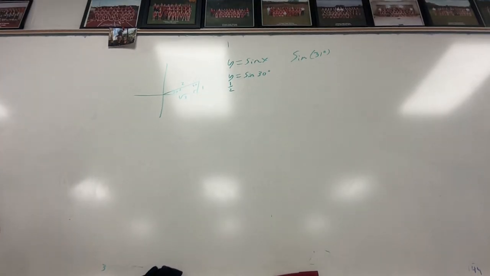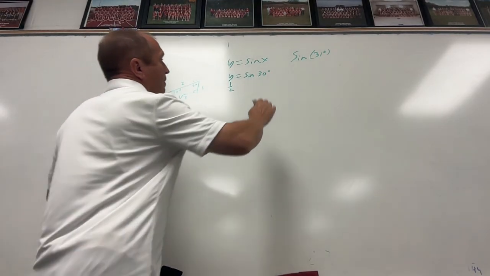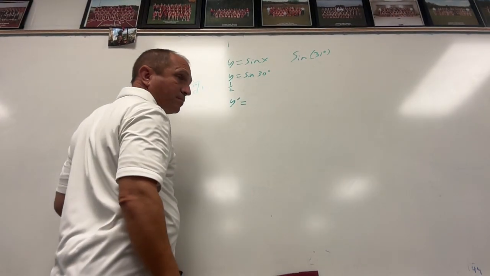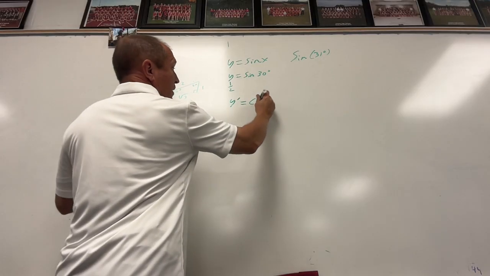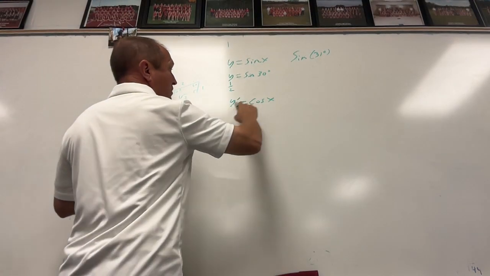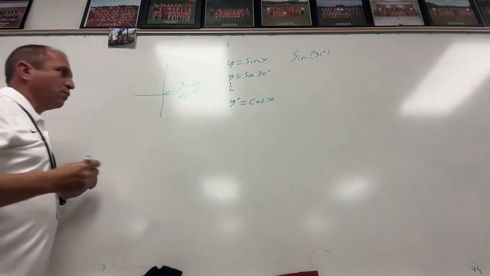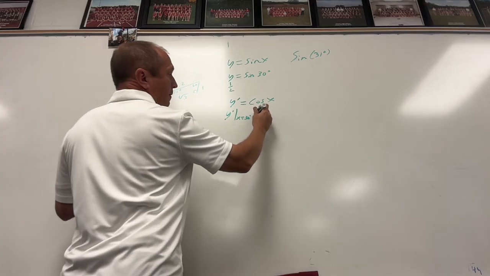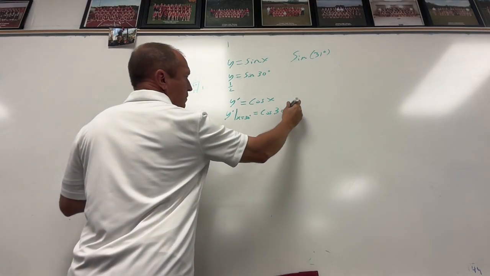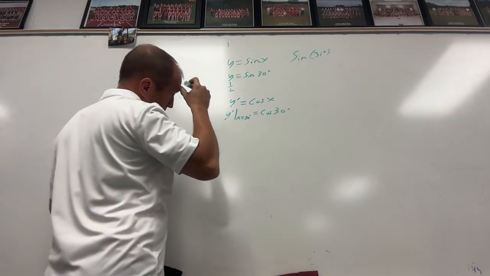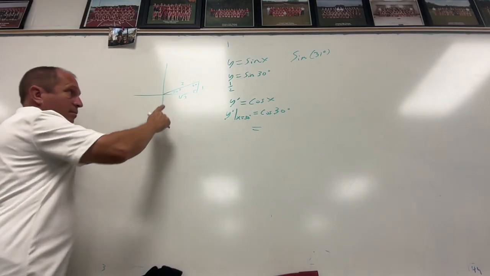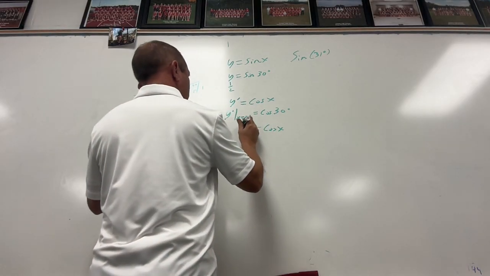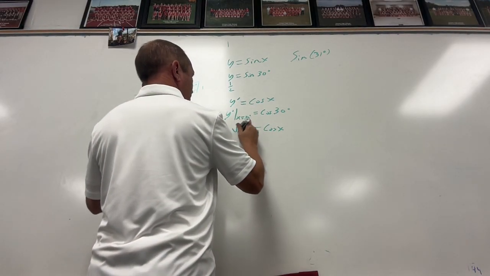So now what is the slope at 30? Well, what's y prime? Cosine of x. So y is the sine of x, so y prime is the cosine of x. So yes, we do want to know that slope when x is 30. So it's the cosine of 30 degrees, which is square root of 3 over 2.